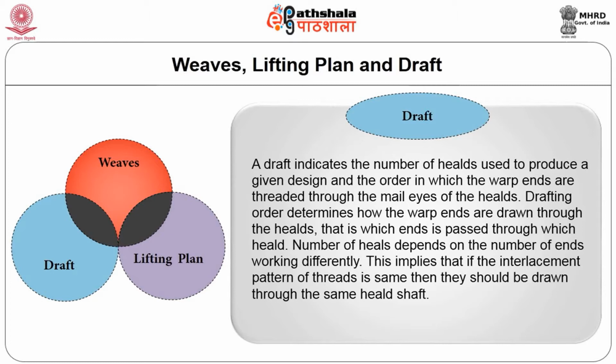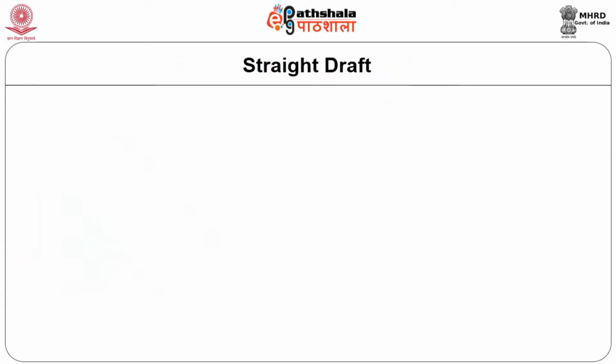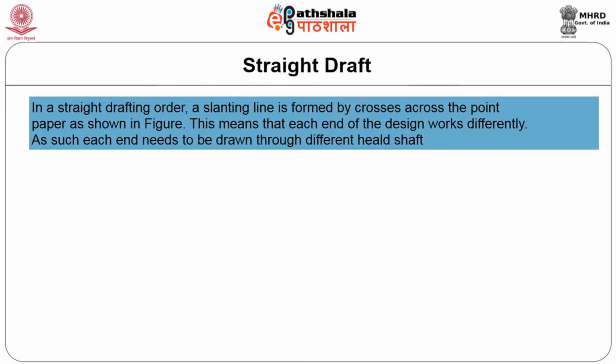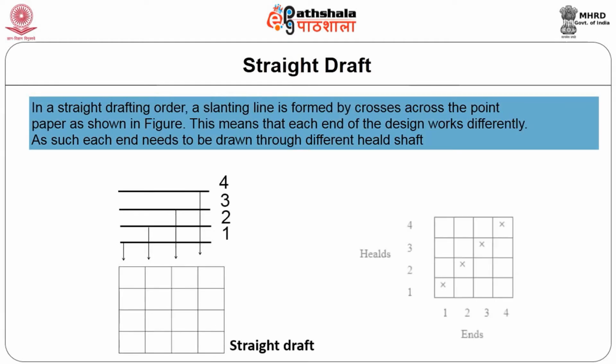Drafting order determines how the warp ends are drawn through the heels, that is, which end passes through which heel. The number of heels depends on the number of ends working differently. This implies that if the interlacement pattern of threads is the same, they should be drawn through the same heel shaft. In a straight draft, a slanting line is formed by crosses across the point paper as shown in the figure. This means that each end of the design works differently. As such, each end needs to be drawn through a different heel shaft.